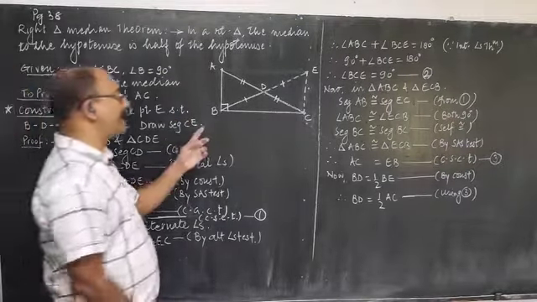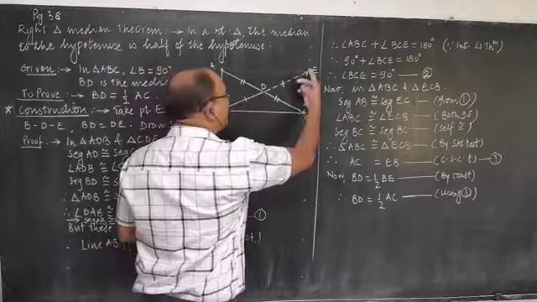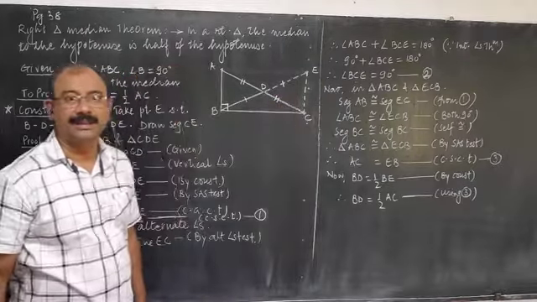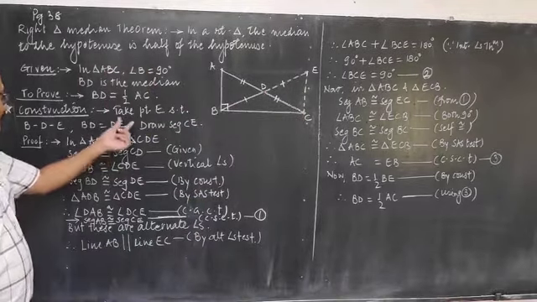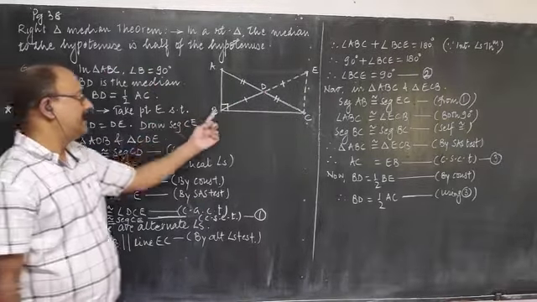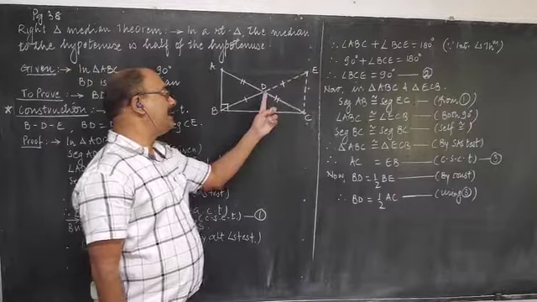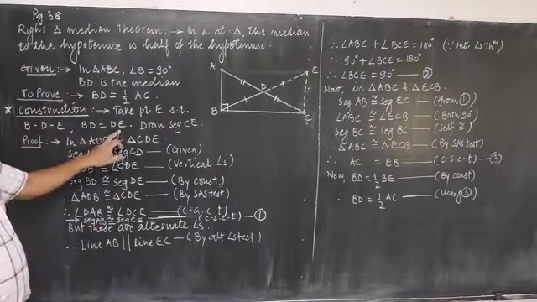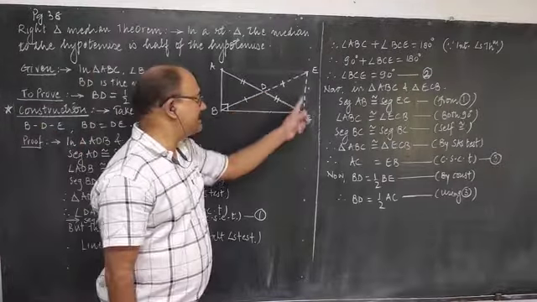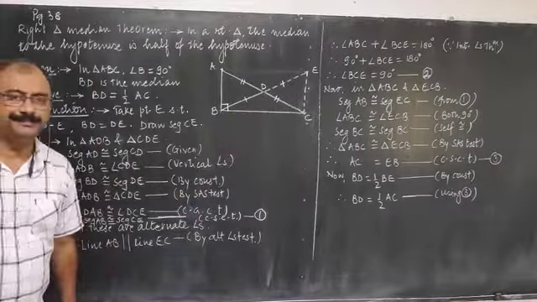For that you have to make a construction. Take point E on the other side such that BD is equal to DE, and D lies between B and E. Join EC, draw segment EC.